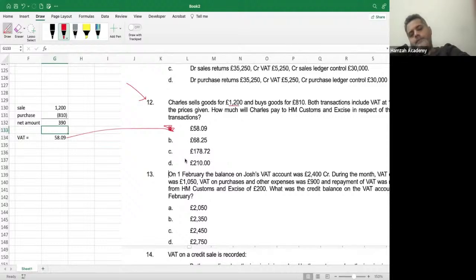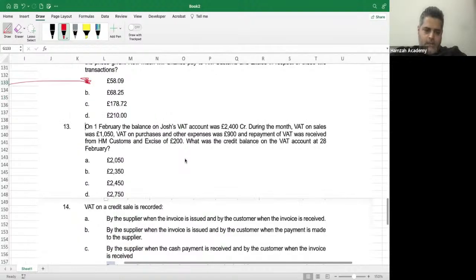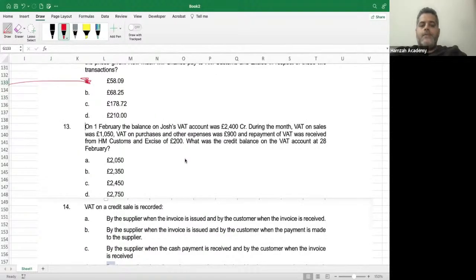Okay, now moving ahead, we have question number 13, which says on 1st February, the balance on the Josh VAT account was 2400 credit. This is a credit balance. During the month, VAT on the sales was 1050, VAT on the purchase and other expense was 900, and the repayment of 200 was received. What was the credit balance on the VAT account at 28th February?